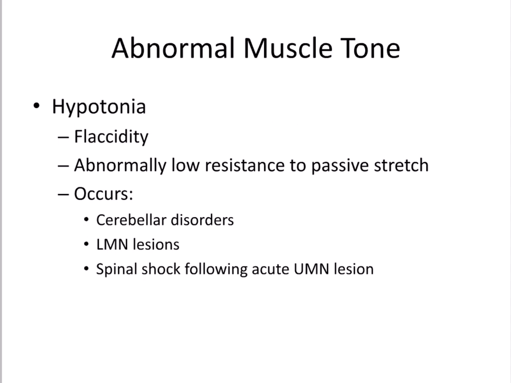It's also known as flaccidity, and it is characterized by an abnormally low resistance to passive stretch. So when you take the joint through the passive range of motion, you can move those muscles through very, very easily. There's absolutely no resistance. Ordinarily, you'd feel just a little bit. Hypotonia occurs in cerebellar disorders and lower motor neuron lesions, as well as spinal shock following an acute upper motor neuron lesion.